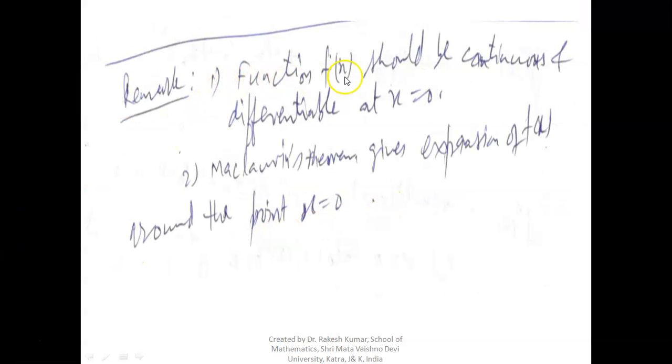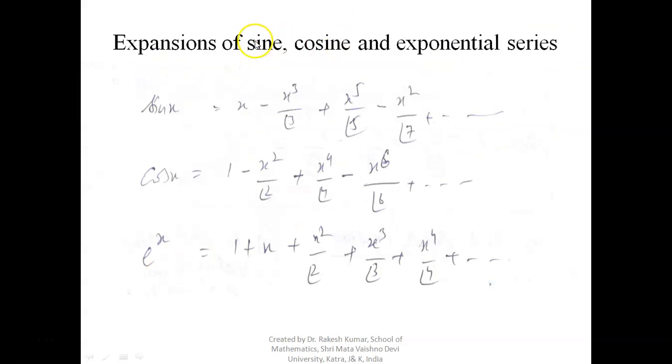There are certain remarks: the function f(x) should be continuous and differentiable at x equal to 0. And the second thing is that Maclaurin's theorem gives the expansion of f(x) around the point x equal to 0. It should be noted. And now coming to the expansion of sine, cosine and exponential series.